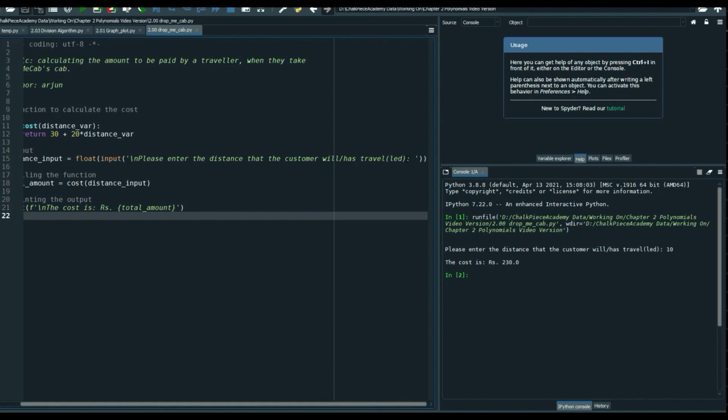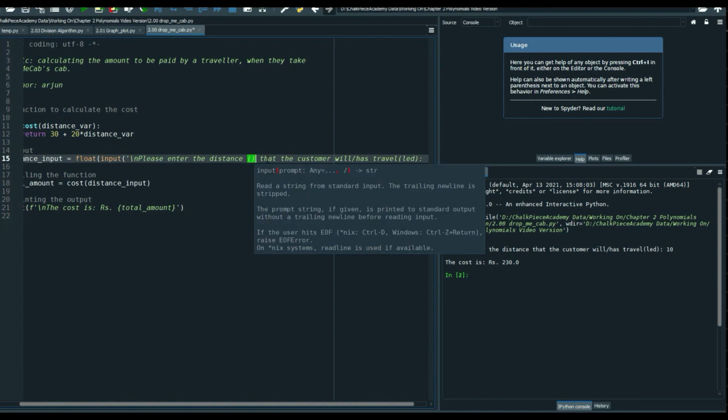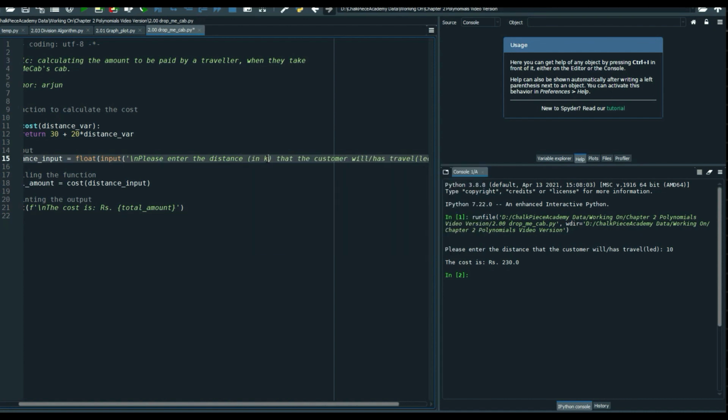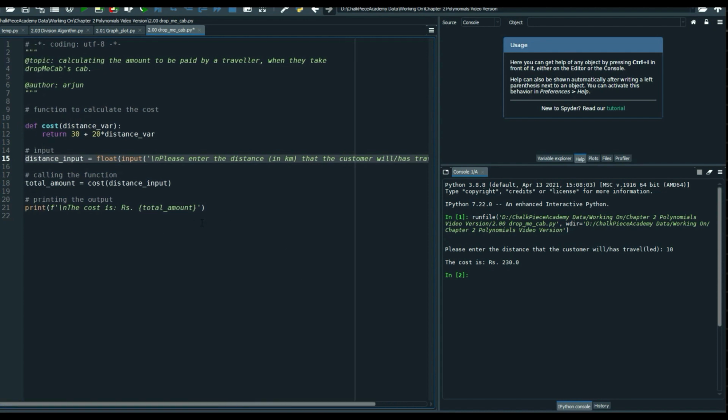The customer will travel. Please enter the distance in kilometers. We have to mention kilometers. That's better. Okay, that will make more sense, is it not? Units are important. So we're looking at 10 kilometers, and the cost is rupees 230. Right? Quite simple. So we have done what is required.